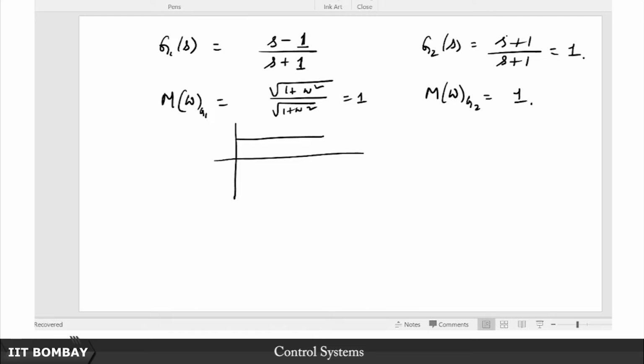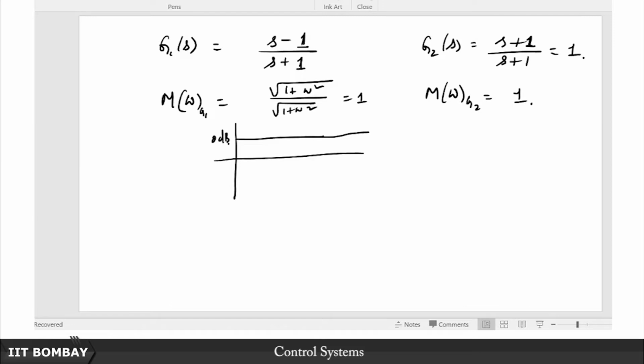Suppose someone has told you that there is a system which has one pole and one 0, and this is, let us say, 0 dB. Then they also give you this magnitude plot and ask you the question, can you identify the transfer function for me? Of course, you cannot.